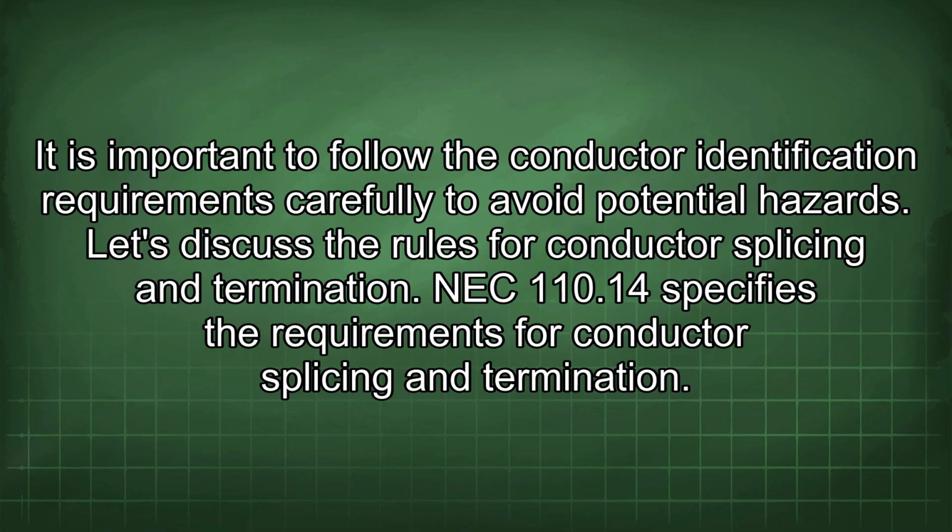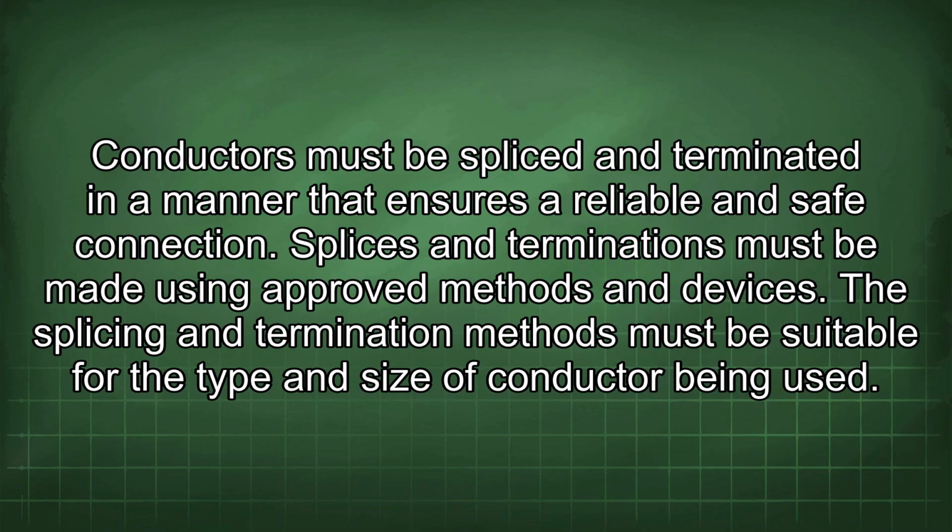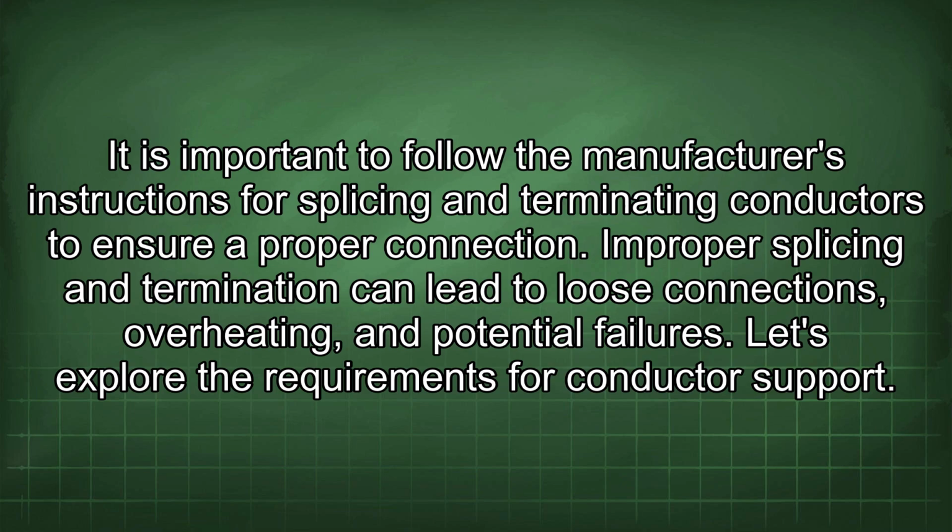Let's discuss the rules for conductor splicing and termination. NEC 110.14 specifies the requirements for conductor splicing and termination. Conductors must be spliced and terminated in a manner that ensures a reliable and safe connection. Splices and terminations must be made using approved methods and devices. The splicing and termination methods must be suitable for the type and size of conductor being used. It is important to follow the manufacturer's instructions for splicing and terminating conductors to ensure a proper connection. Improper splicing and termination can lead to loose connections, overheating, and potential failures.